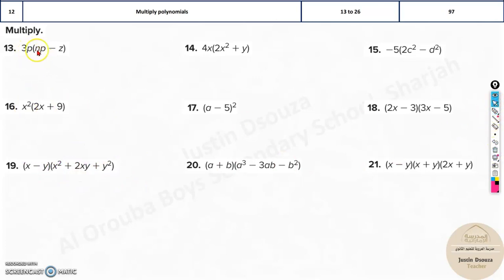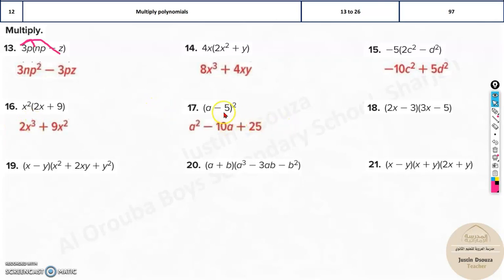Over here it's simple because there are only 2 terms and 1 term over here. So you don't have to do FOIL and all. It's just multiply this inside. Using the distributive property, it'll be 3p squared n or np squared minus 3pz. That's it. That's the answer. Whereas over here also it's the same thing. It's very simple. Here also it's very simple.